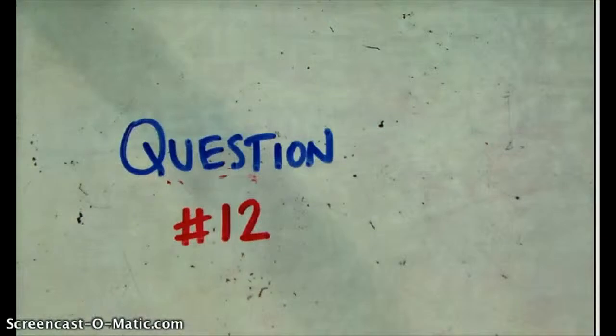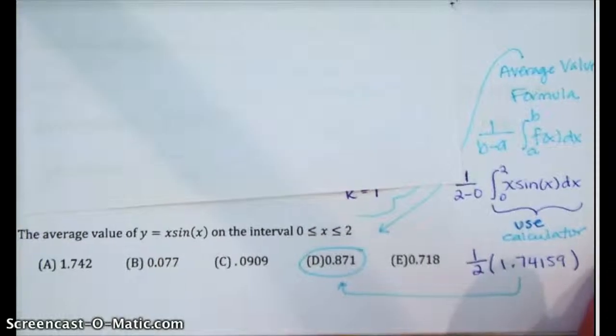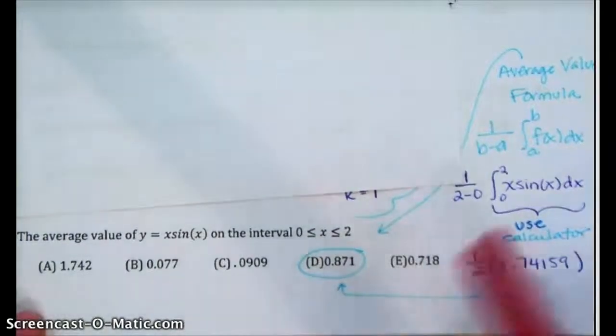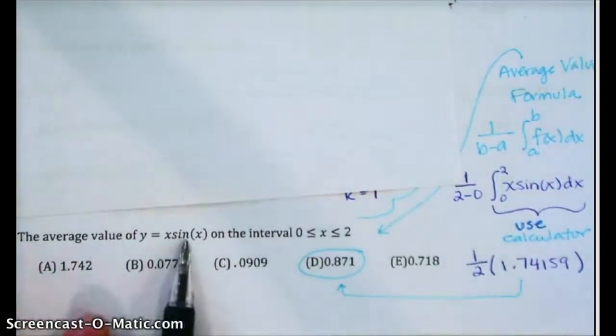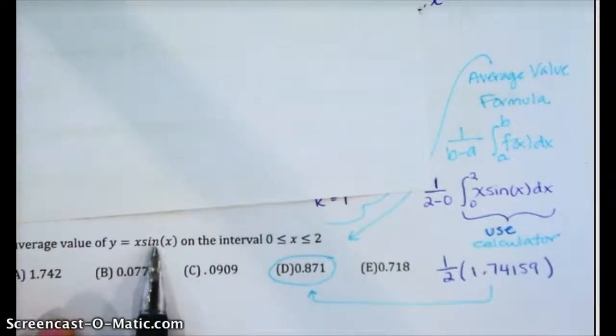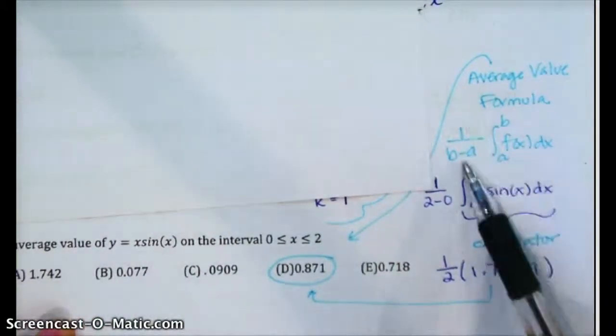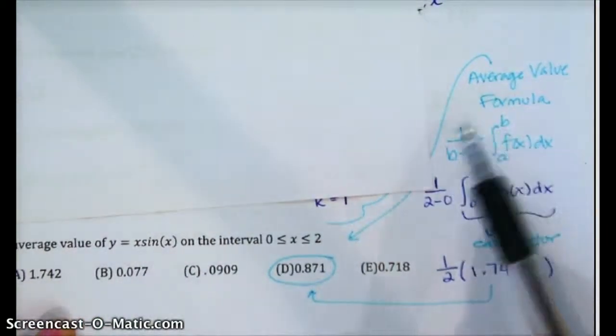Question number 12. Question 12 was an average value. And I've got the work kind of awkwardly off to the side here, but maybe you can see it. We're given a function in an interval, and this is something you really should just end up putting in your calculator. The average value formula says 1 over b minus a. Remember, this is like dividing by the width.